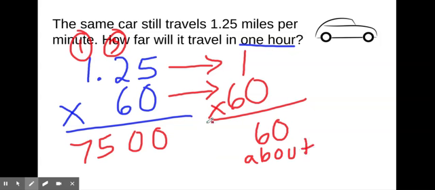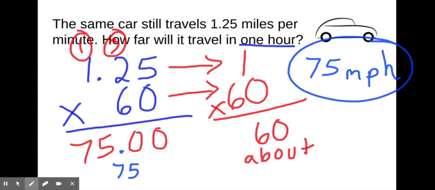Where can I place a decimal point on my answer here to give me a number that's about 60? Pause the video for a moment and think about it. Where could that decimal go to give me an answer that's close to my estimate? I can put my decimal point right here after the 5 to end up with 75 and 0 hundredths, or just 75. 75 is close to 60. So I can say that the car will travel 75 miles in 1 hour. So that's 75 miles per hour. He must be on an interstate.